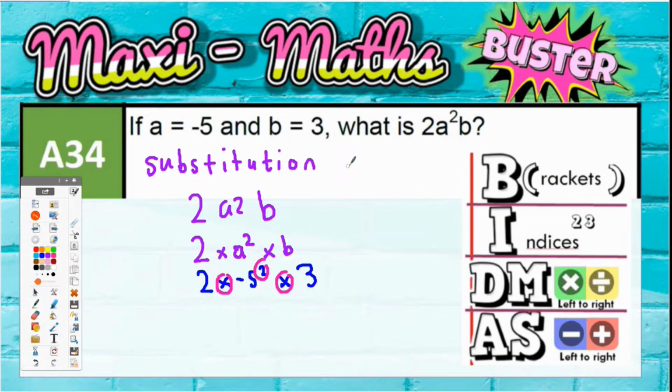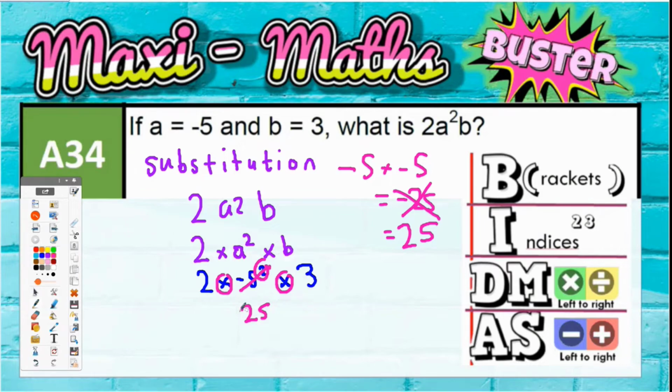So -5 squared, -5 times -5. If you're thinking the answer is -25, that is incorrect. Because when you're squaring a negative number, you're doing 2 negatives. And 2 negatives multiplied together is a positive answer. So -5 squared is actually positive 25 because 2 negatives make a positive. So -5 squared is positive 25.